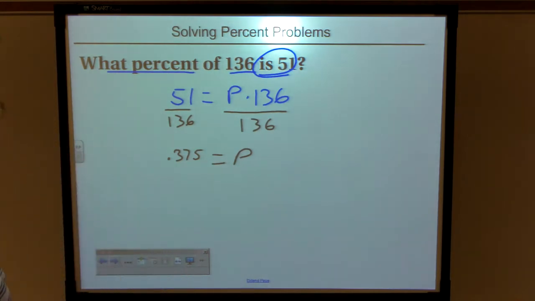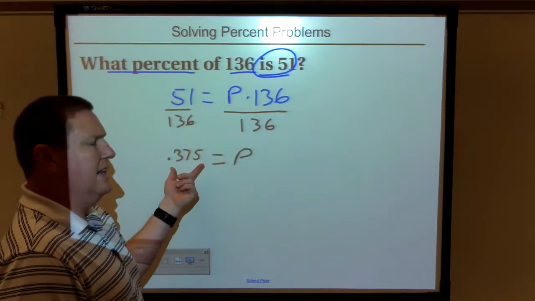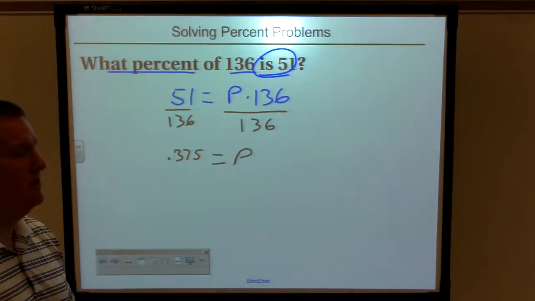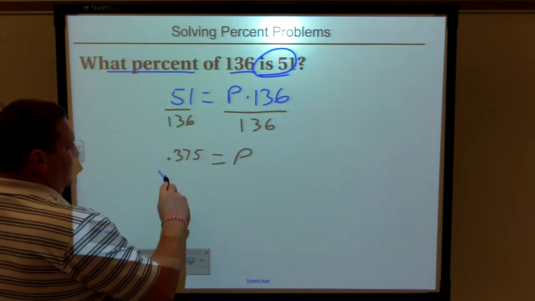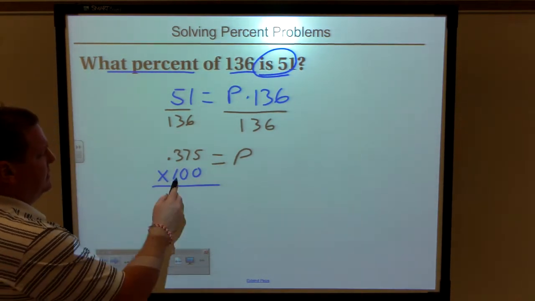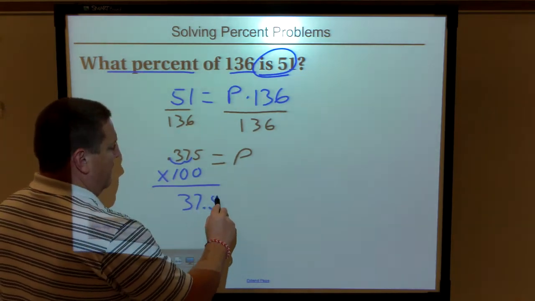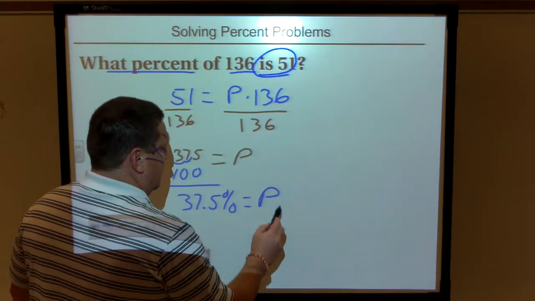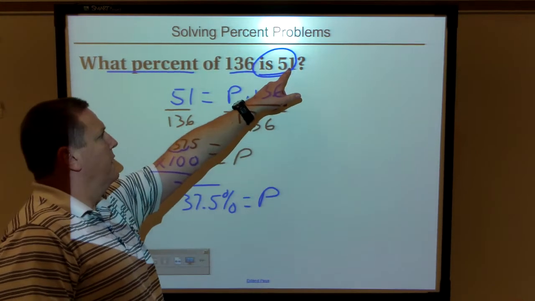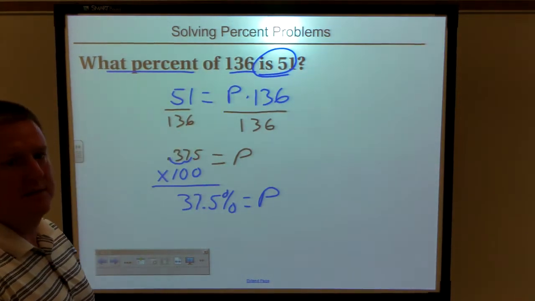But as we said before, this calculation deals with the P, or the percent, as a decimal value. So if you want to convert this into the actual percentage value, you still have to take it one extra step and multiply it by 100. And all that really does is move our decimal 2 places over to the right. So this ends up being 37.5% is the value that we're looking for. So 51 is 37.5% of 136.